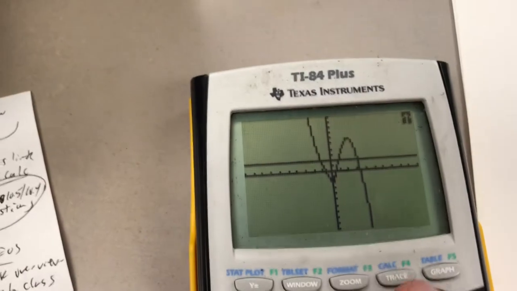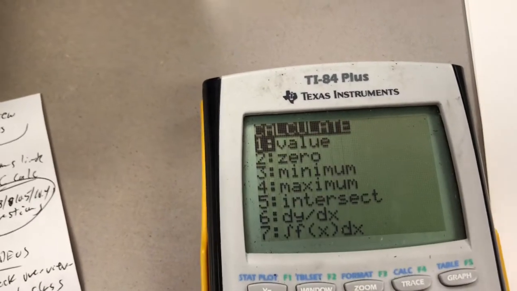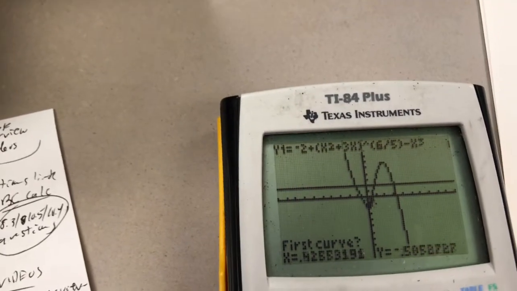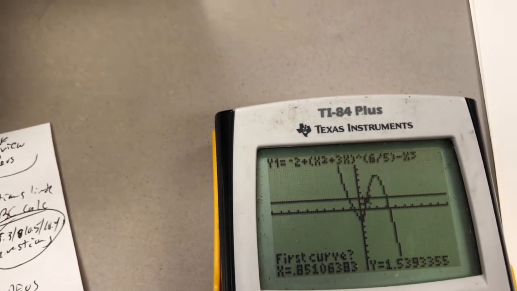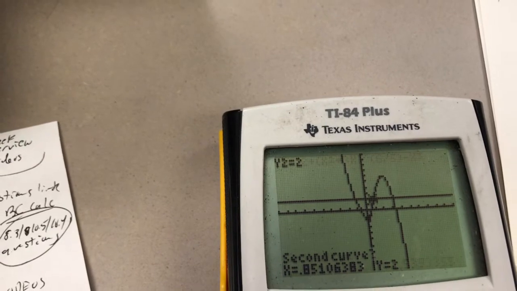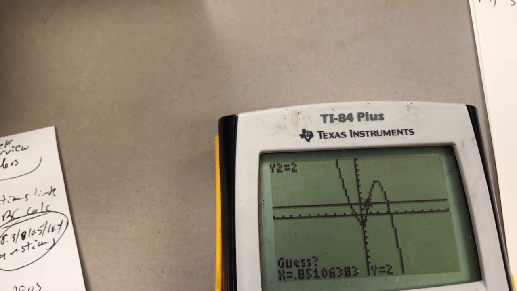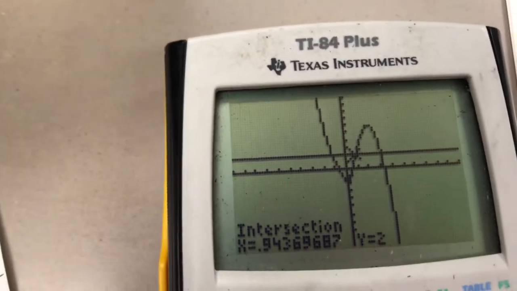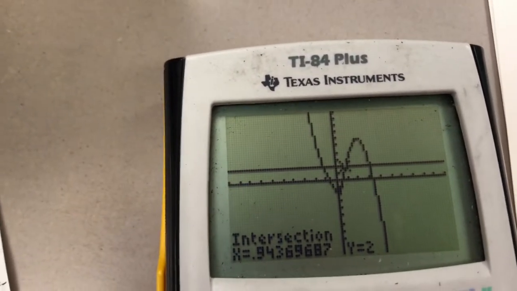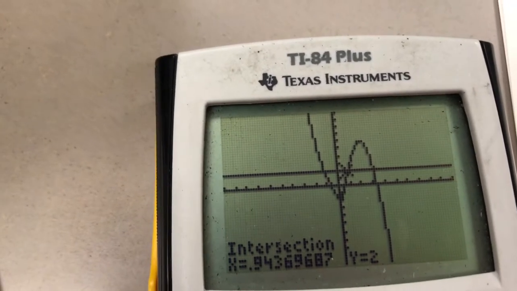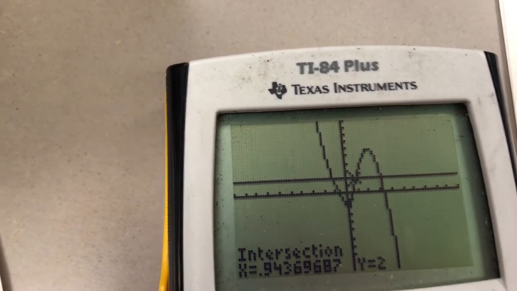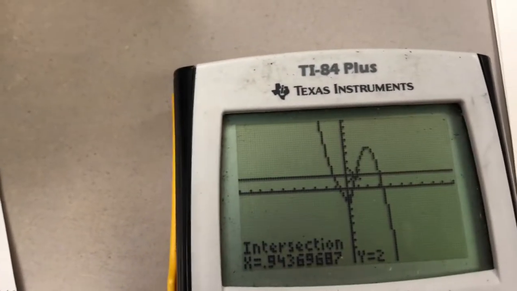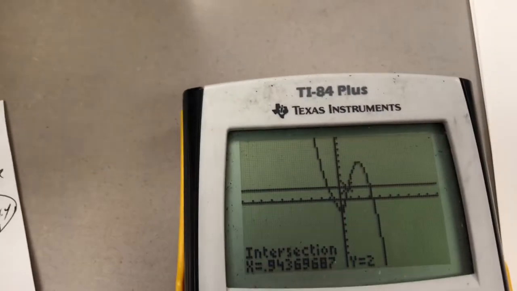So hit second calc, and we can find an intersection point there, choice 5. And so let's see, we can scroll up here, pick a point on the first curve and a point on the second curve, and hit enter on the guess. And it tells us that t is approximately 0.944. You can round to 3 decimal places, seconds. Okay, and that's between 0 and 5, so that's one place.